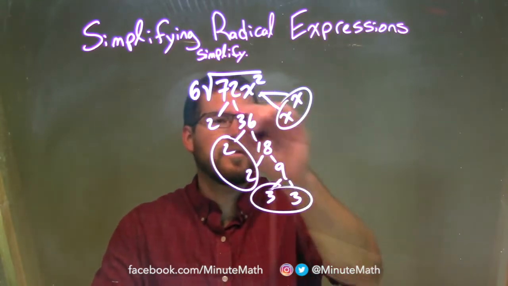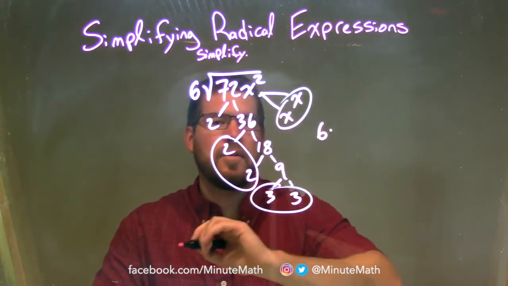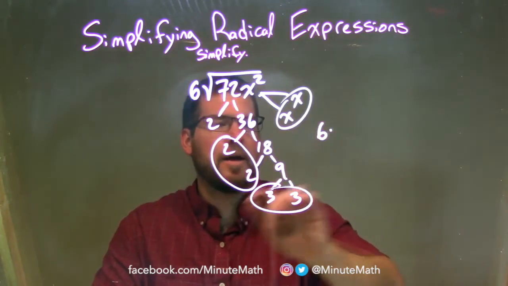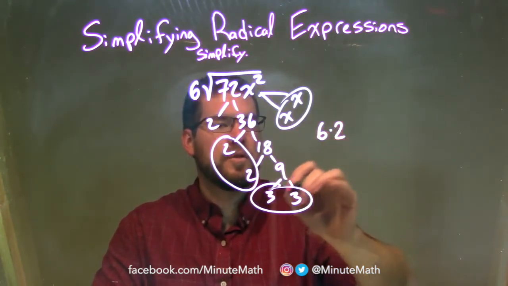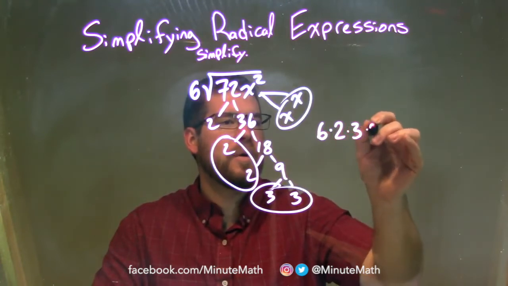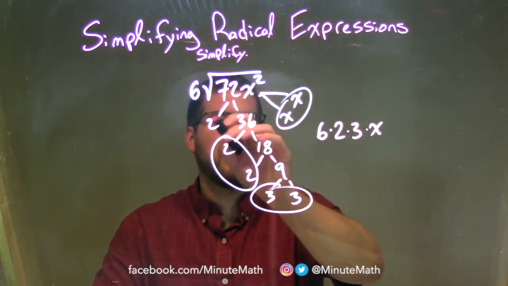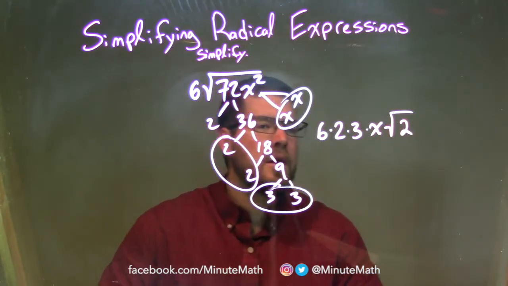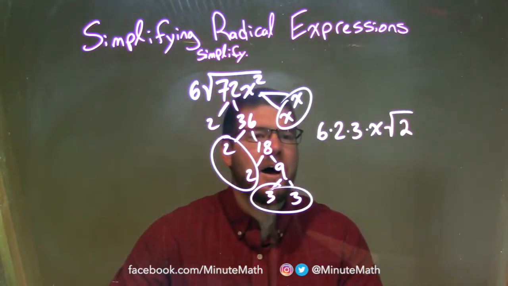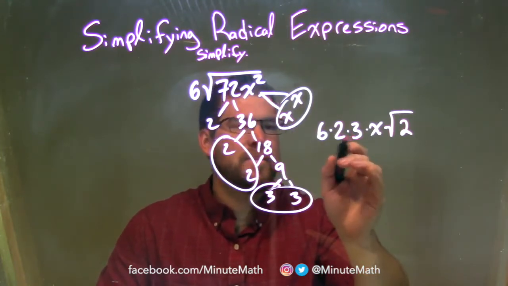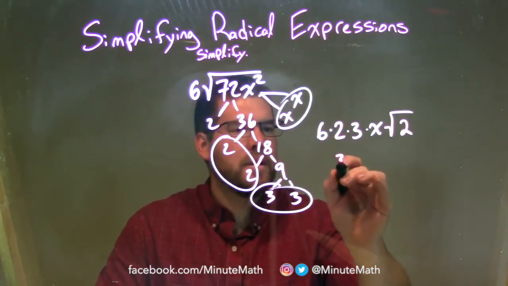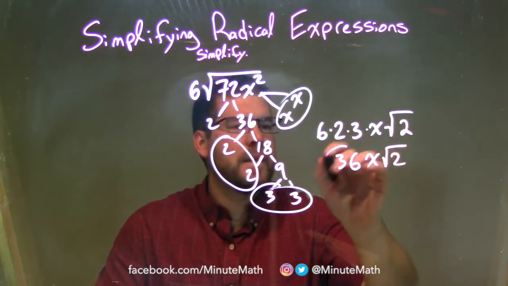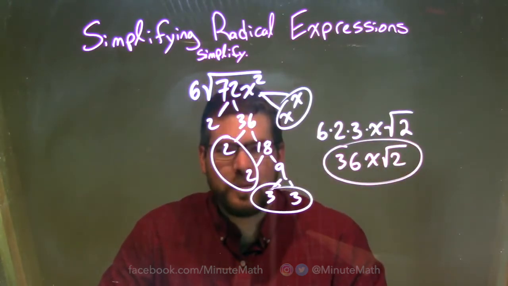So when we rewrite this, 6 stays on the outside because it's already there. And then each pair, when we multiply, we put a single one representing the pair on the outside. So we have 2 there, one pair of 3's, and one pair of x's. What's left is the lone ranger by himself inside the square root, which is just the 2. So now we need to simplify. 2 times 3 is 6. 6 times 6 is 36. So we have 36x times the square root of 2, and that is our final answer.